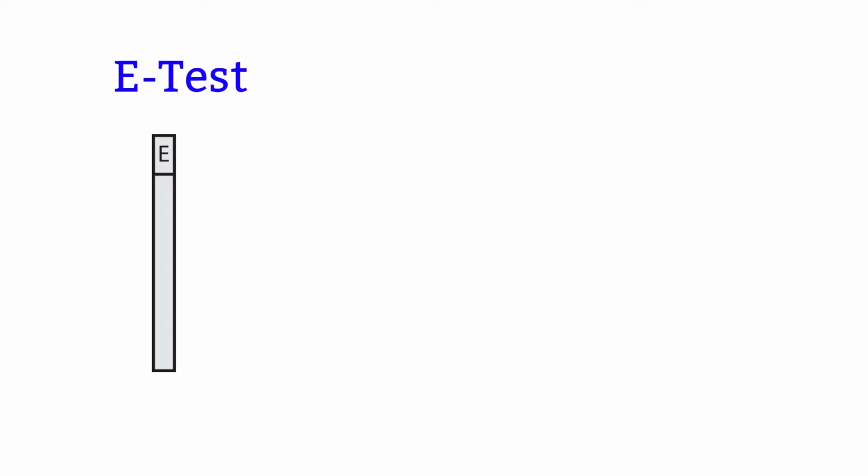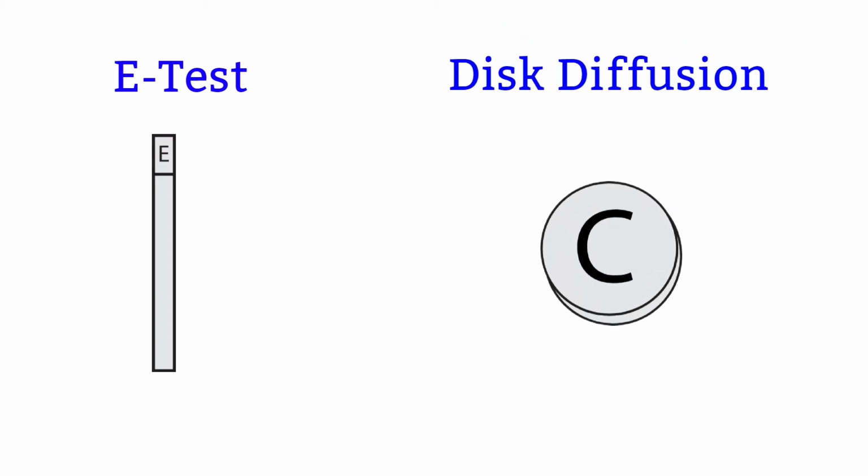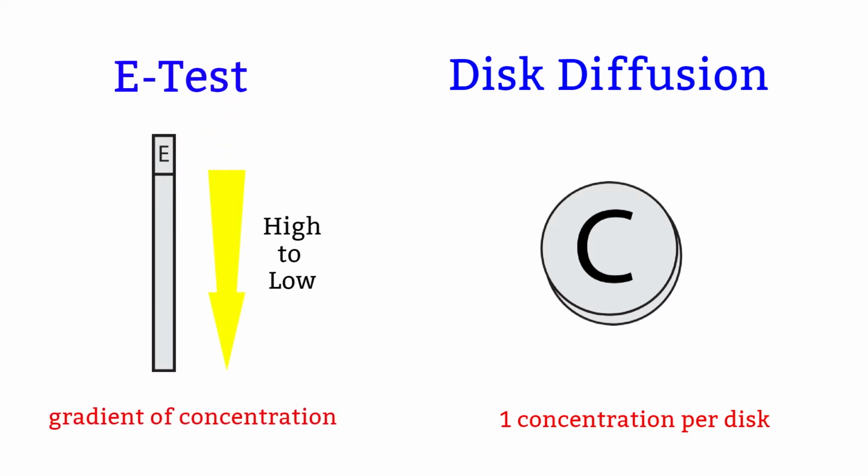The E-test uses a thin plastic strip that is soaked in an antibiotic, which is similar to the disk diffusion method. If you want to know about the disk diffusion method in detail, I will make sure to leave a link to it in the description box below. However, the difference between the two tests is that each disk used in the disk diffusion method comes in a specific concentration, but the E-test strip comes with a gradient of antibiotic concentrations. The concentration is marked on the test strip itself.